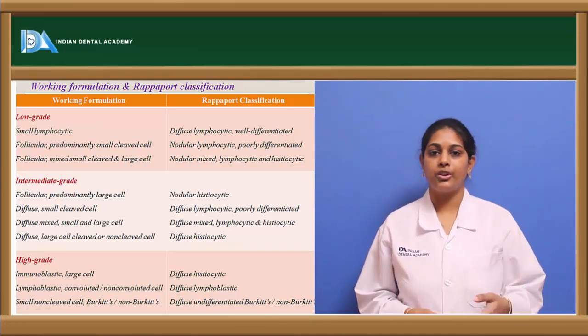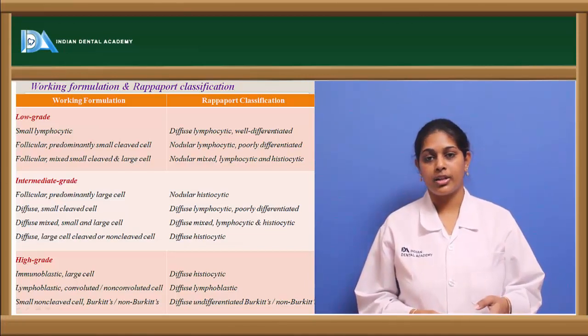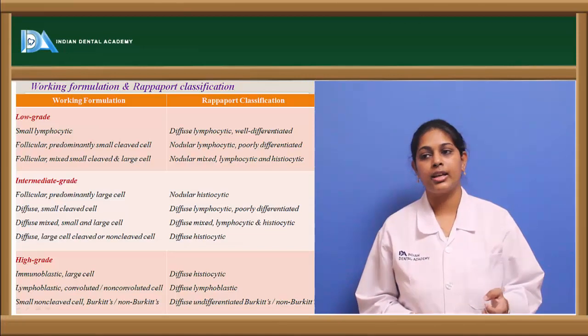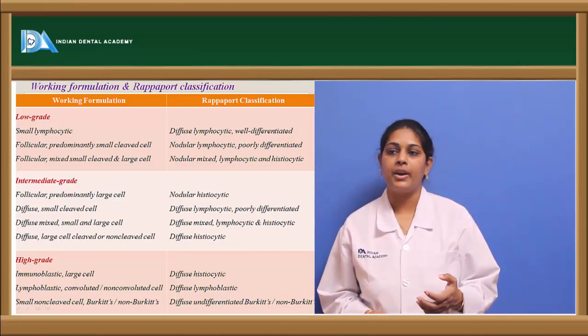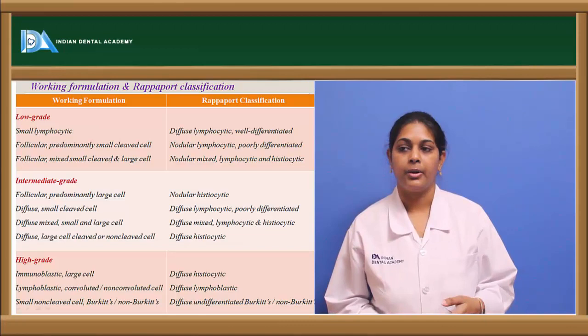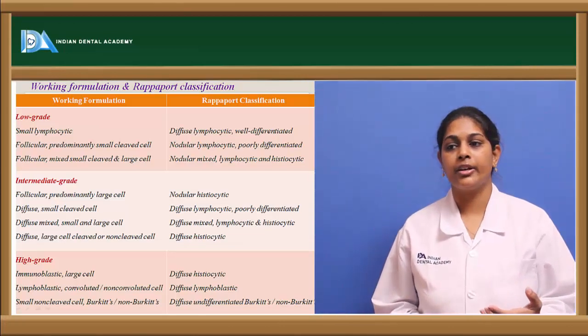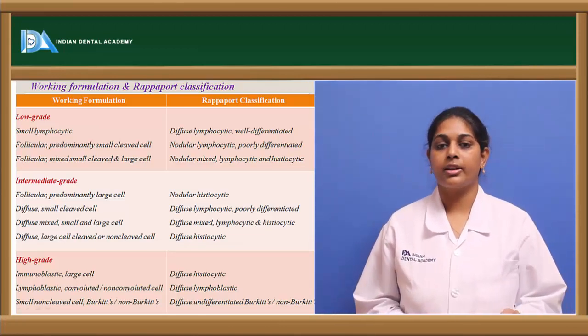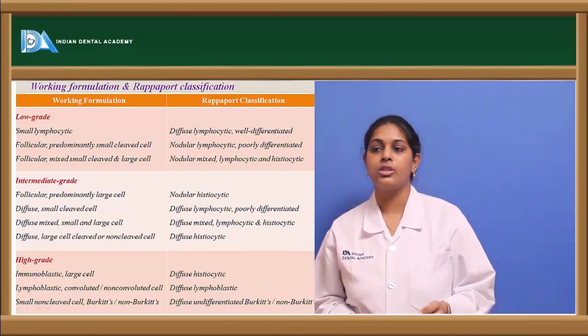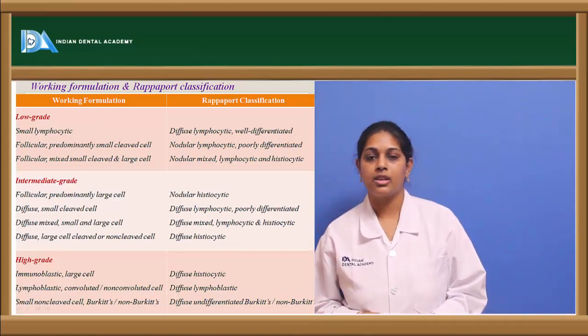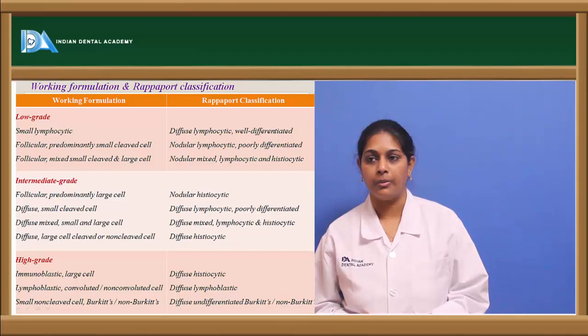Then coming to the intermediate grade, we see the nodular histiocytic type, then the diffuse lymphocytic type, then the diffuse mixed type, and then the diffuse histiocytic type. Coming to the high grade, it involves the diffuse histiocytic type, diffuse lymphoblastic type, and the diffuse undifferentiated type. So that is the classification of non-Hodgkin's lymphoma.